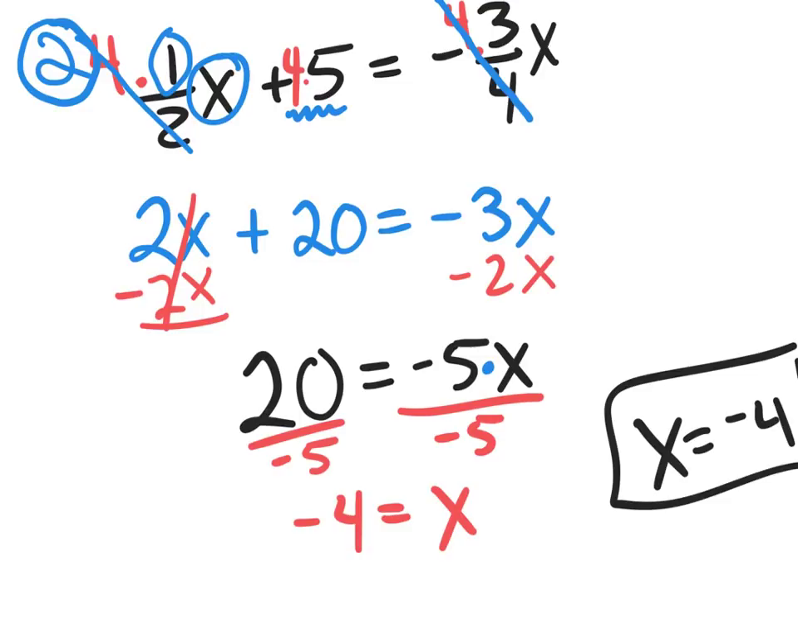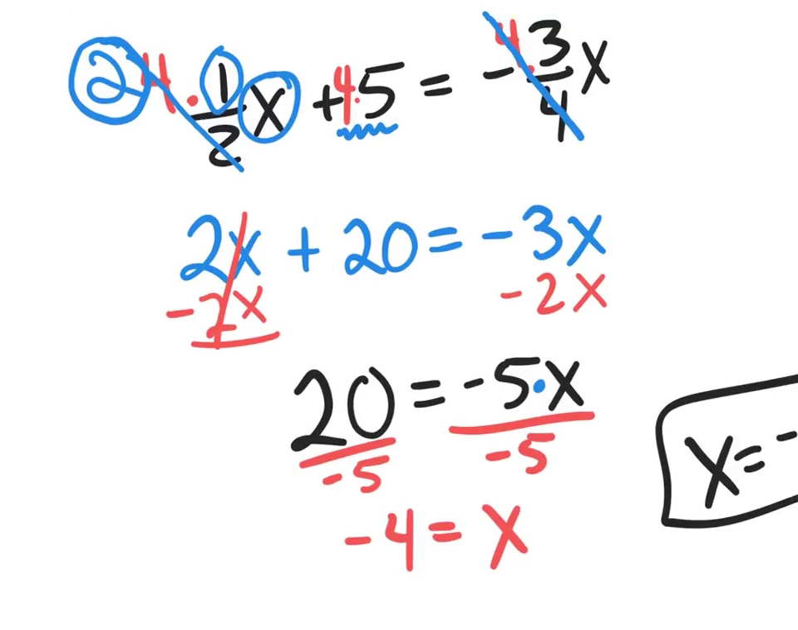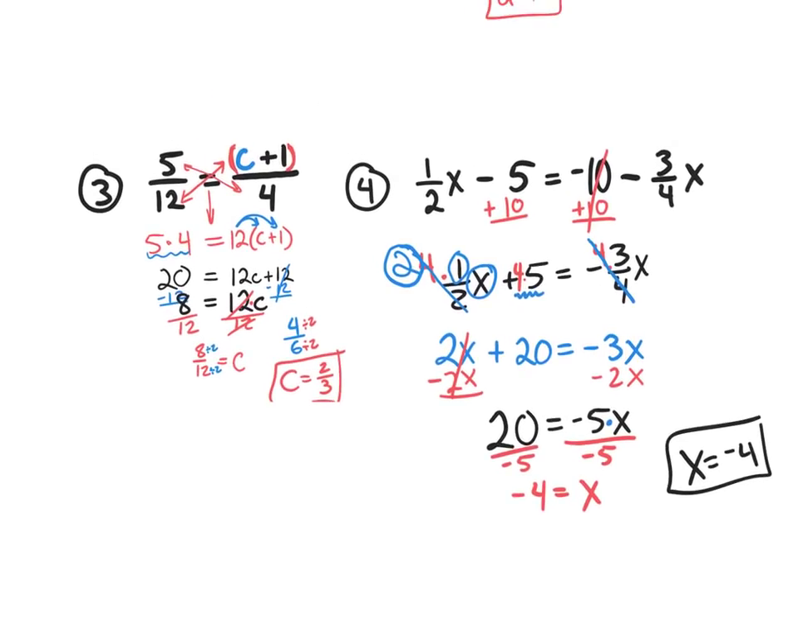Or let's say you end up with something impossible. Let's say the x's cancel out and you end up with 20 equals 40. Then you would say what? No solution. If you end up with something impossible, you say no solution. So that could pop out on tomorrow's quiz.